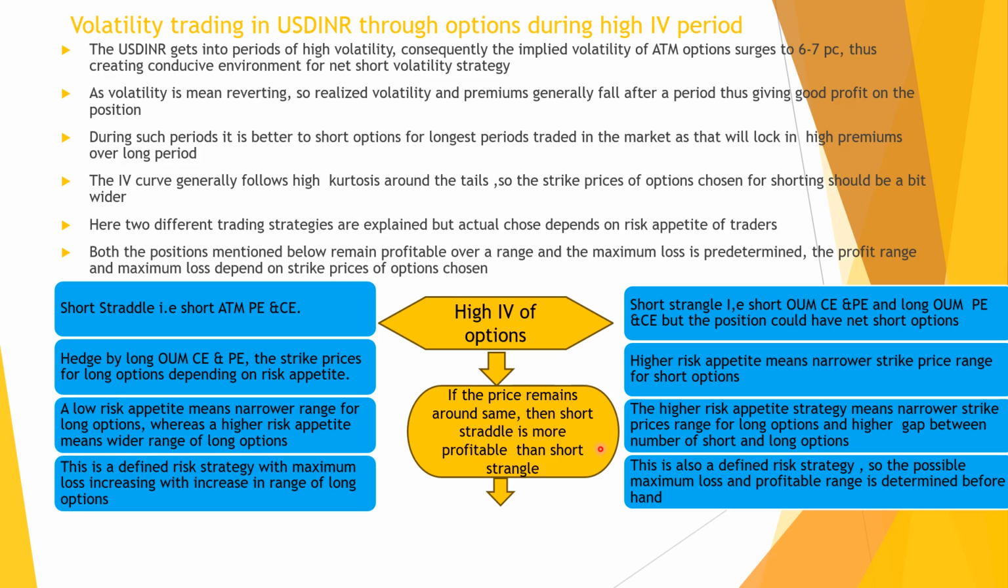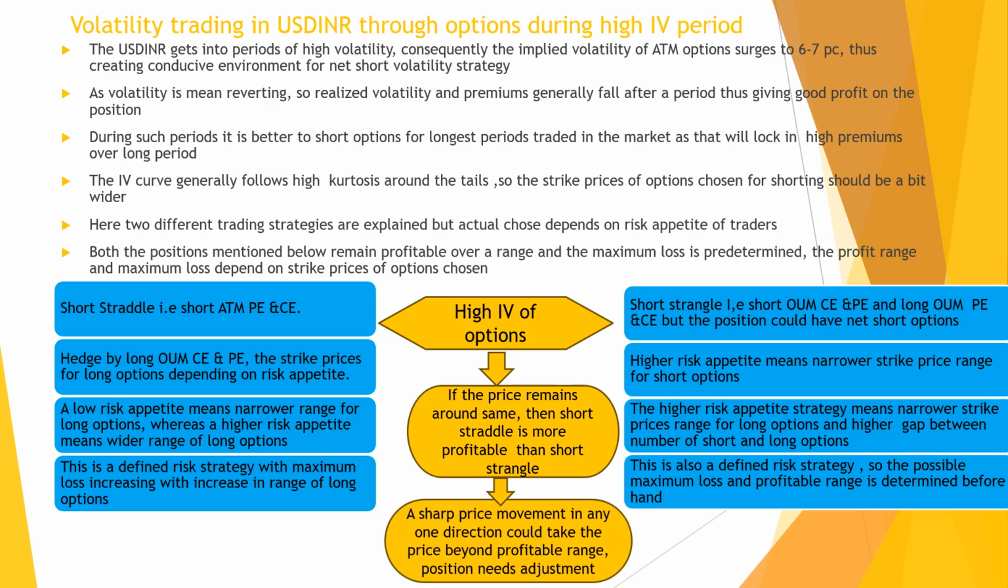Now, if the price remains around the same, then short straddle is more profitable than the short strangle. A sharp price movement in any one direction could take the price beyond the profitable range, and the position needs adjustment.